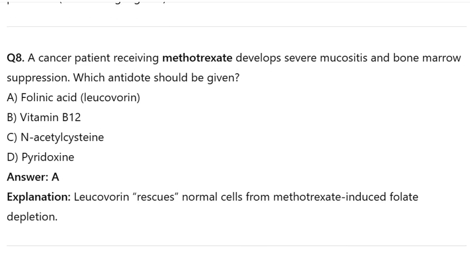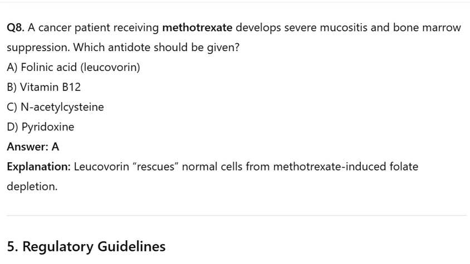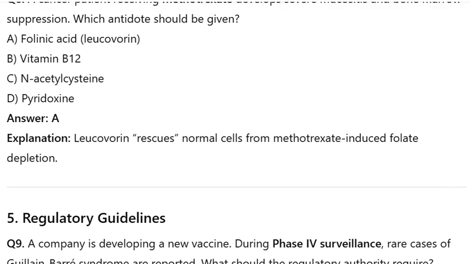Q8. A cancer patient receiving methotrexate develops severe mucositis and bone marrow suppression. Which antidote should be given? A. Folinic acid, leucovorin. B. Vitamin B12. C. N-acetylcysteine. D. Pyridoxine. Answer A. Explanation. Leucovorin rescues normal cells from methotrexate-induced folate depletion.